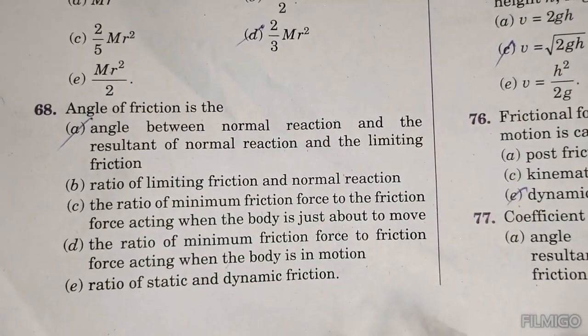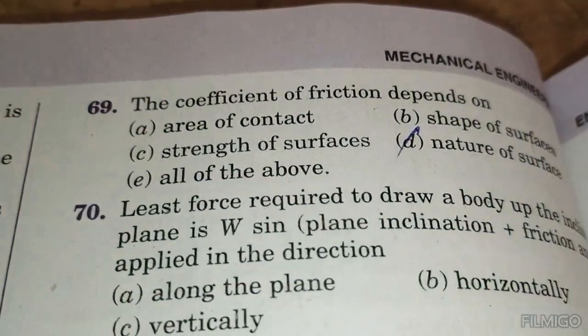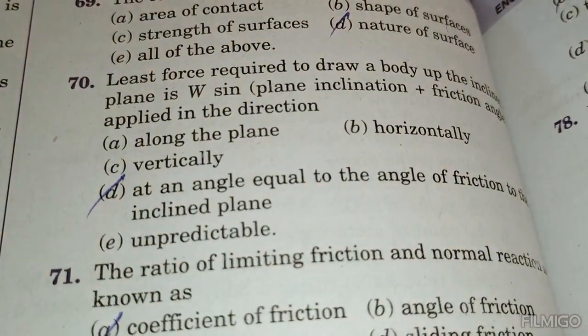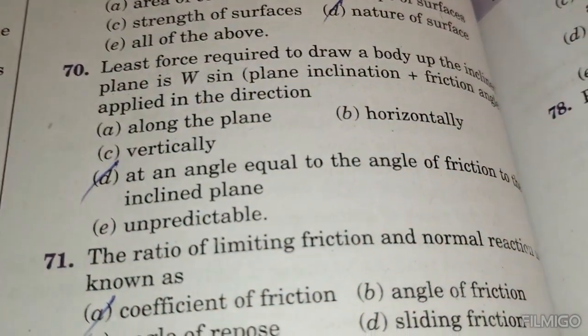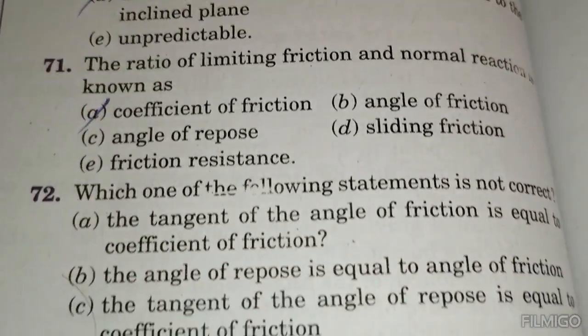Angular friction is the angle between the reaction and the resultant of the normal reaction and the limiting friction. The coefficient of friction depends upon the nature of the surfaces. The least force required to draw a body up an inclined plane, with frictional force, is applied in a direction at an angle equal to the angle of friction to the inclined plane. The ratio of limiting friction and the normal reaction is known as the coefficient of friction.